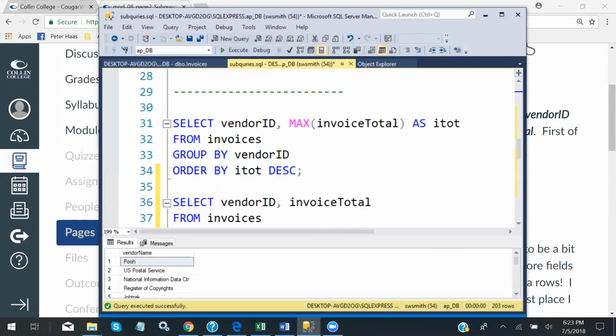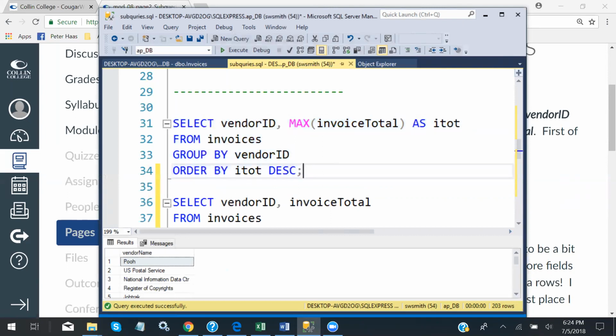Here we go. Select vendor ID, max invoice total from invoices, group by vendor ID, order by ITOT, invoice total. The reason I renamed it was because it's the subject of an aggregate. And remember our new rule. What do I have? I have an aggregate function from the last module. Here's an aggregate function. Here's a non-aggregate function. What has to be true about that non-aggregate function? Yeah, it has to be grouped by.